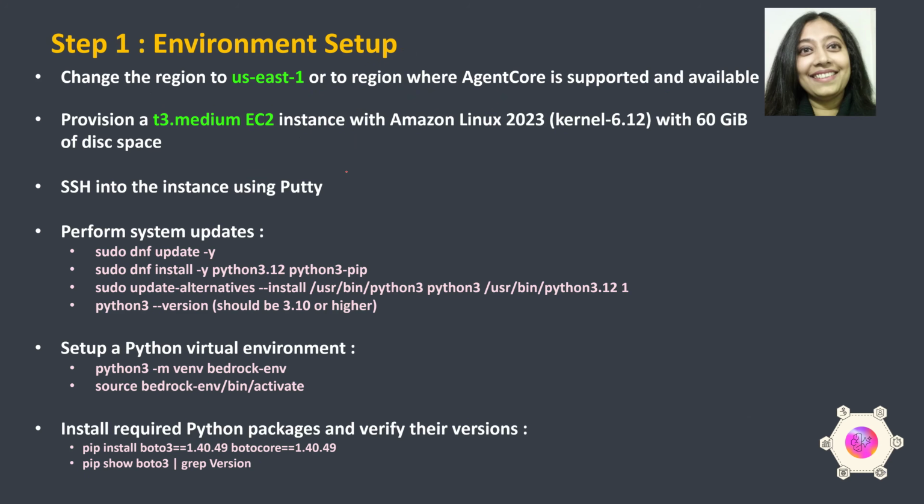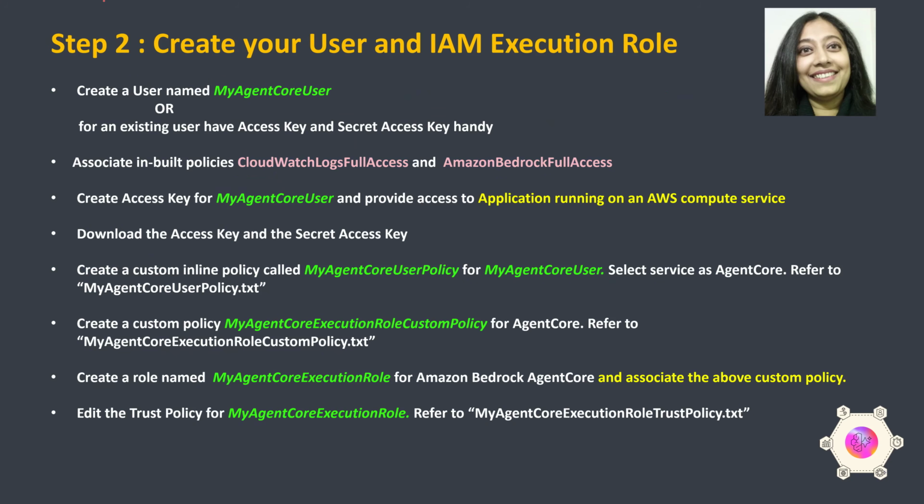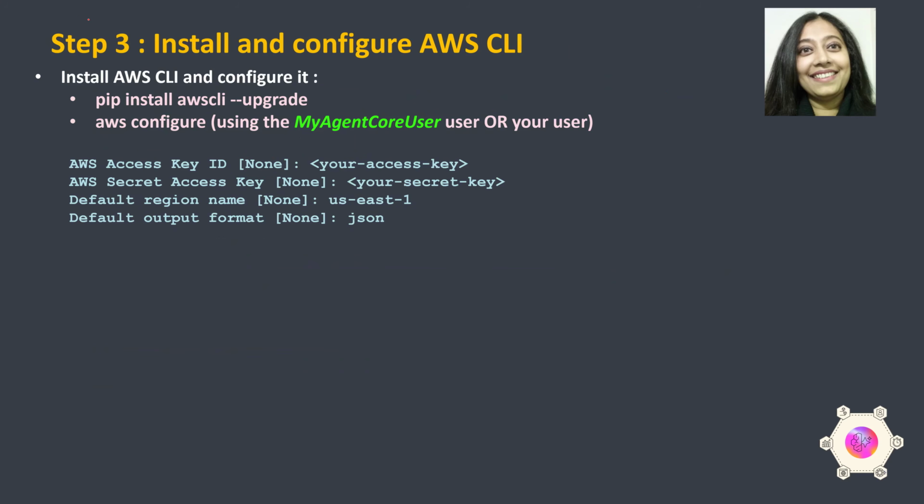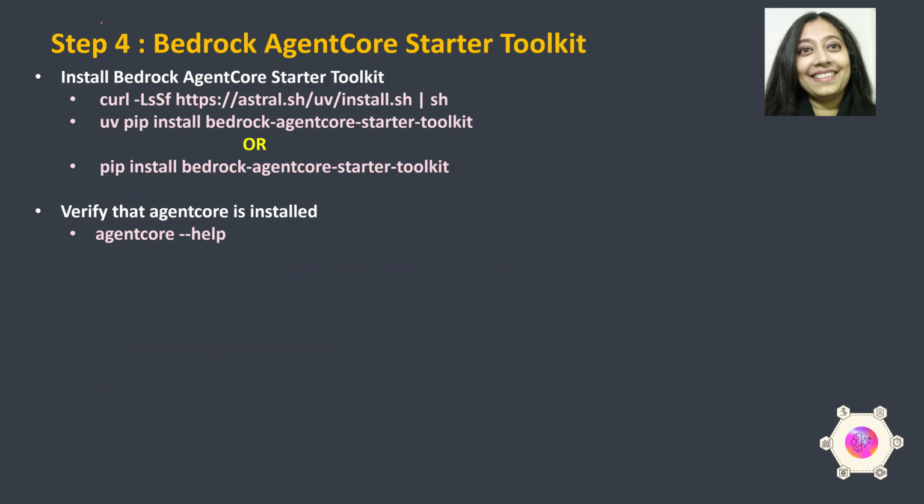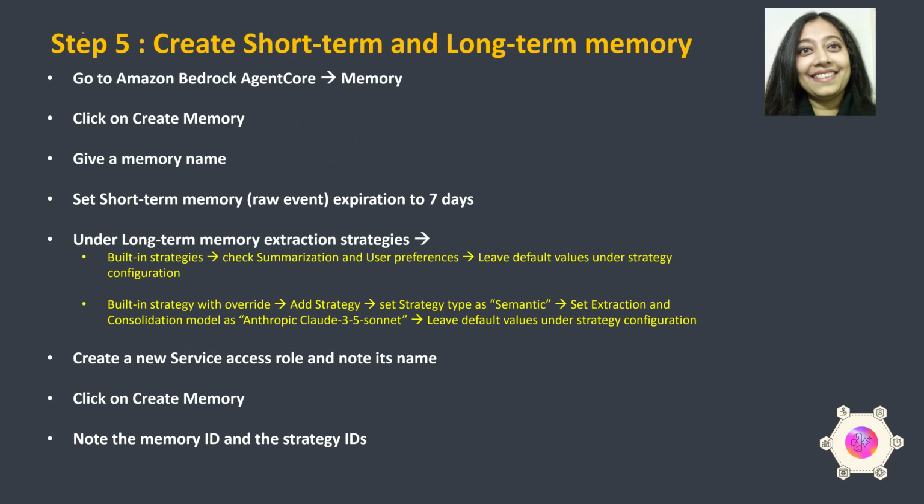So all these steps are the same. Step 1, your environment setup, creation of your user and role. Step 2. Step 3 is the installation and configuration of your AWS CLI. And step 4 is your AgentCore starter toolkit installation. Of course, these steps are also the same for a lot of labs you have done earlier as well. Step 5 is a step that is different. In this step, we will go ahead and provision our memory module or component.